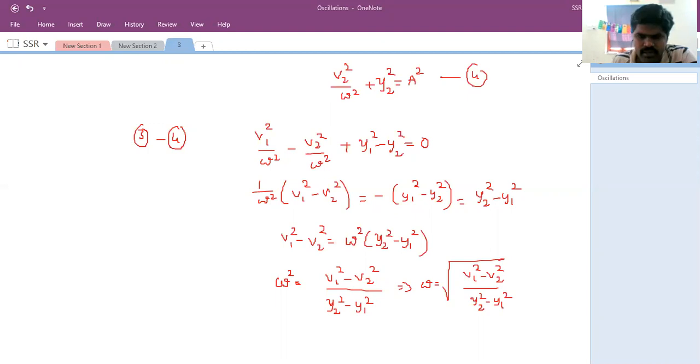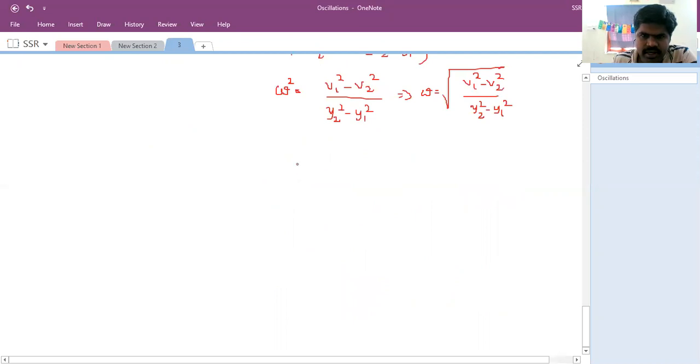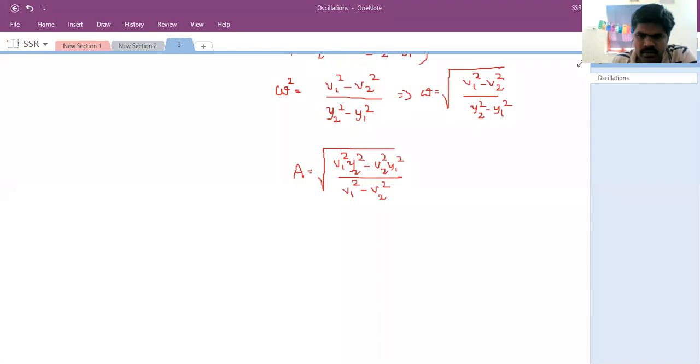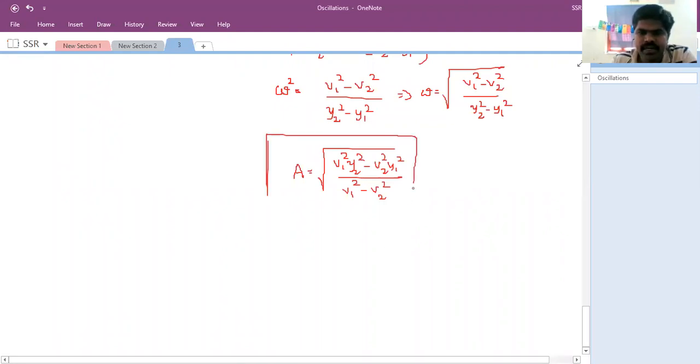Similarly, the amplitude you can derive. I am just giving the final equation. Amplitude A is equal to root of V1 square y2 square minus V2 square y1 square divided by V1 square minus V2 square. I am not deriving the amplitude; you can derive it. If any doubt, you can discuss with me. I derived one, the second you can derive. Are you clear on this?